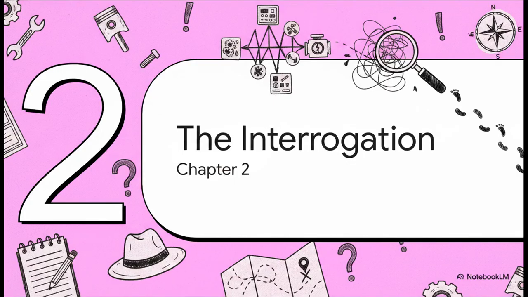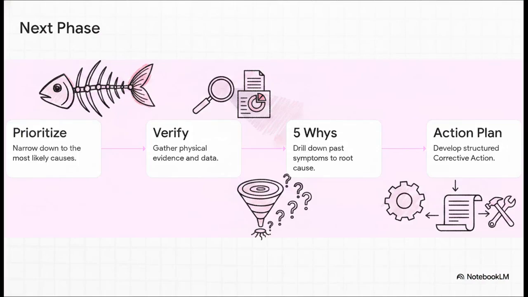Chapter 2. The interrogation. With our broad list of suspects mapped out, it's time to systematically hunt down the actual killer. We have to move from brainstorming to hard investigation, gathering physical evidence before we really begin our interrogation. First, we prioritize the top 2 or 3 most likely causes based on the unit's recent history. Second, we verify with data.